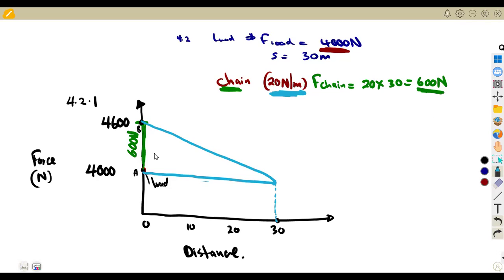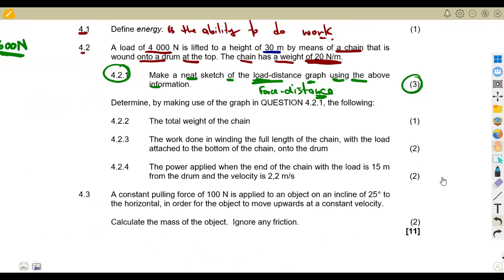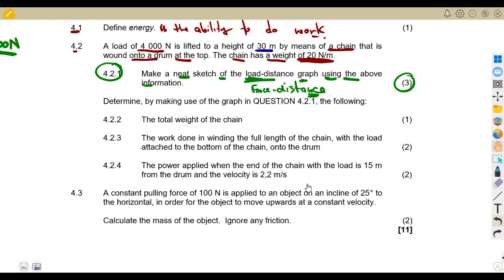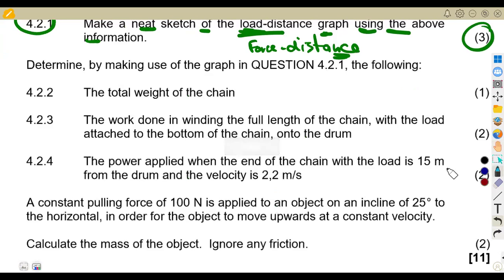So that's your diagram. This is the part of the chain. This is the part of the load. So this is the force of the load. This is the force of the chain and the total force at the end, which is the total weight, okay? So that's how your question might be given. Then from here, they want us to determine, by making use of the graph which we drew in 4.21, the total weight of the chain.